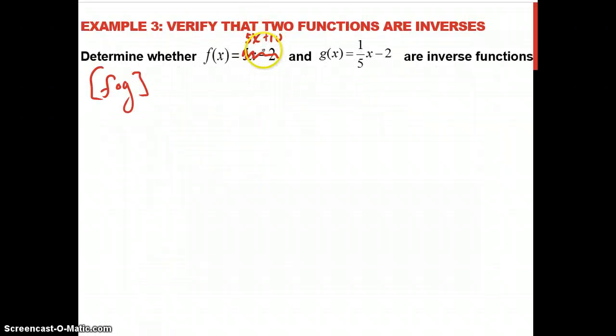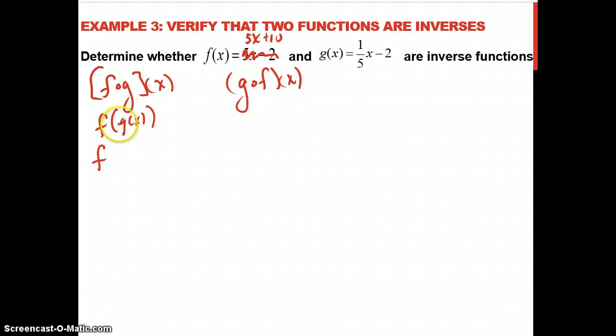The first thing I want you to do is change this problem to 5x plus 10 instead of 5x minus 2. We're just going to change the problem for convenience to show us what this is going to look like. I'm going to use the first method to show you how to verify that two functions are inverses. So the first thing I want to do is find what f of g is. The next thing I want to find is what g of f of x is.